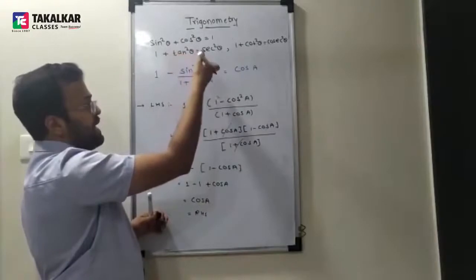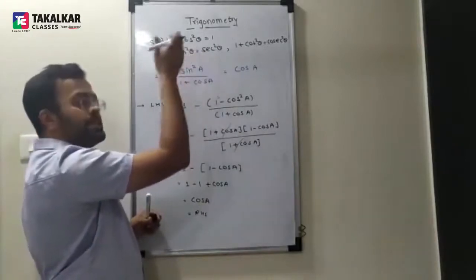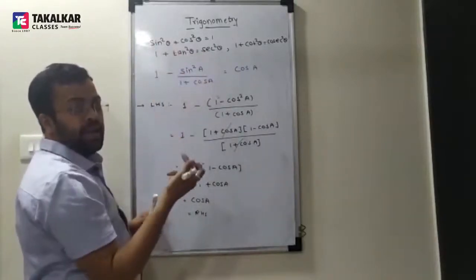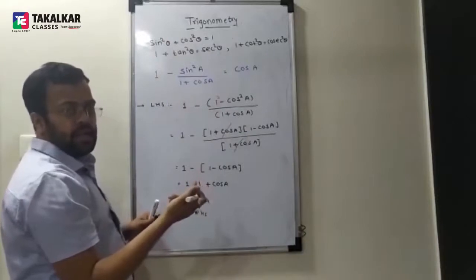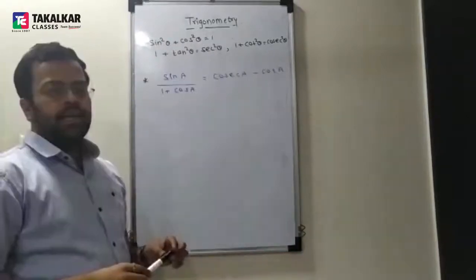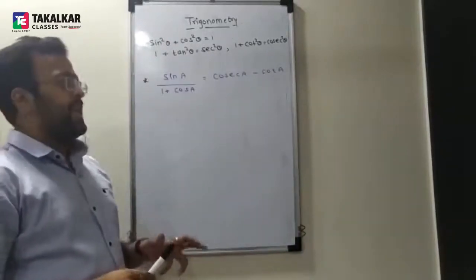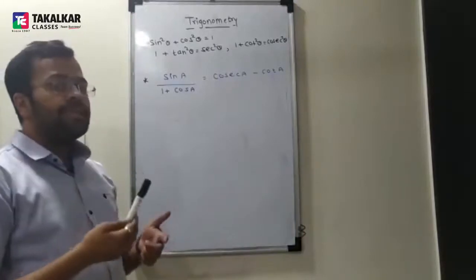So use the formula for tan square. Sometimes you will get cos square, so you have to use the formula accordingly. Getting this? Now we'll see the next type. Now, how to identify this type?